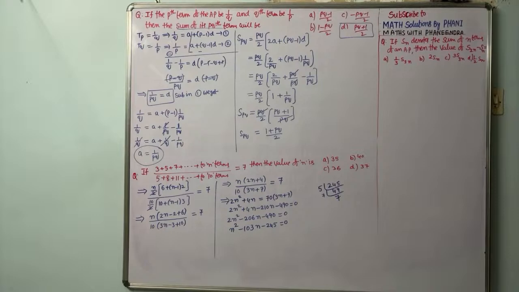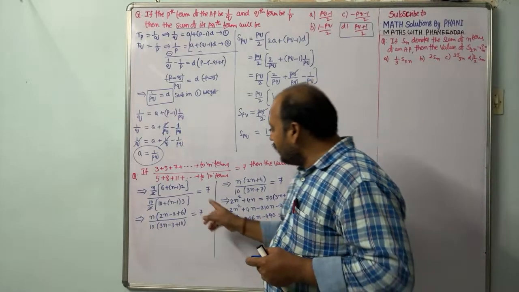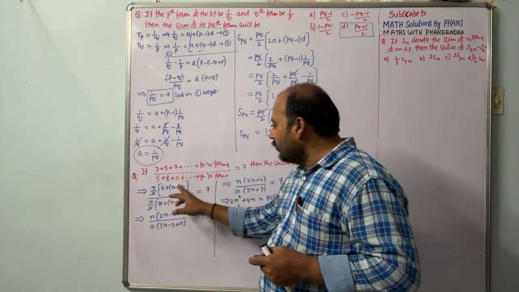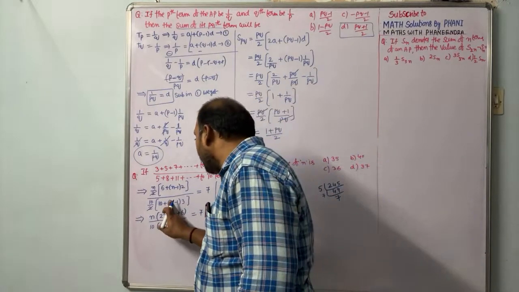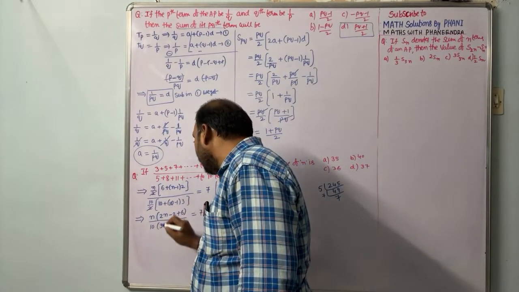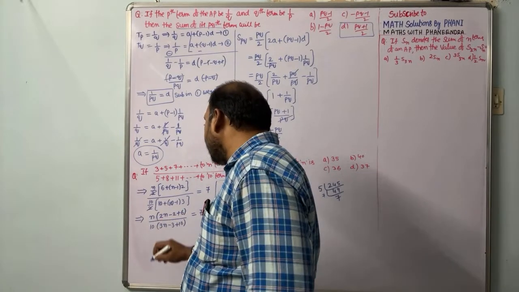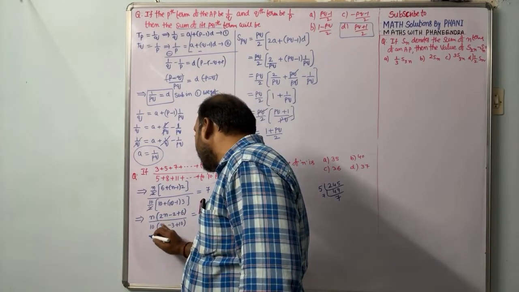I am very sorry, dear students. The number is correct only. Here n is equal to 10 is there, no? In the numerator I substituted, in the denominator also n is equal to 10. Here itself I was wrong. So whenever 10 comes, n is equal to 10 if you substitute it.